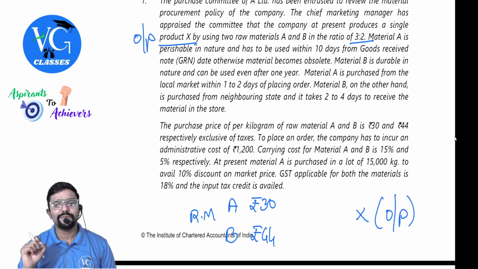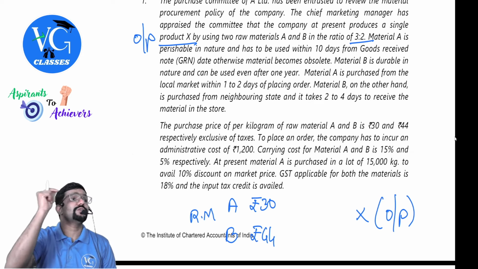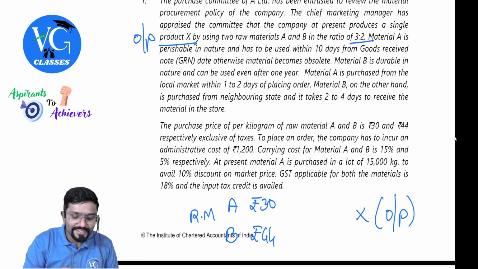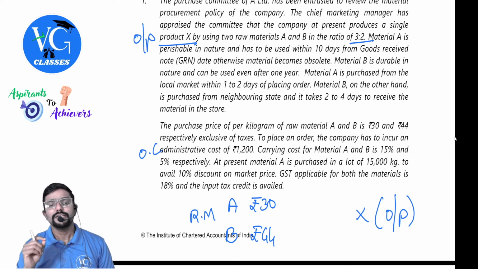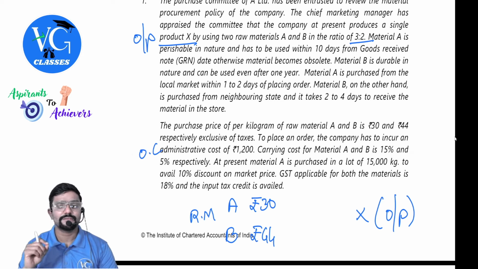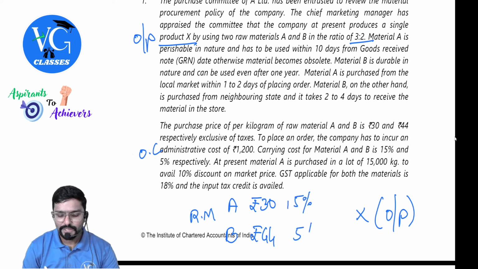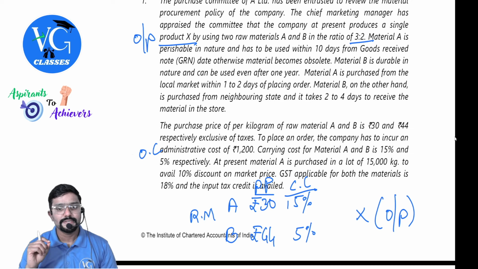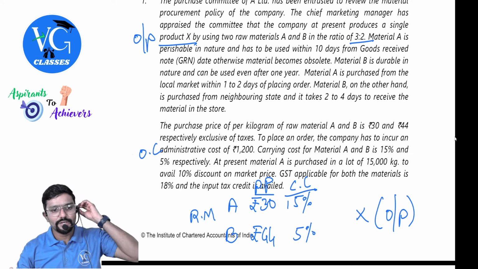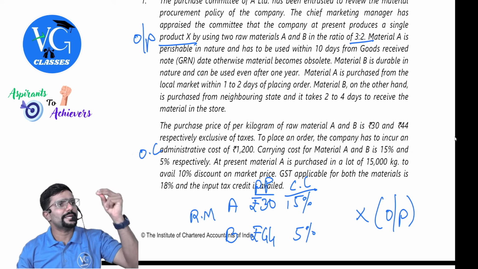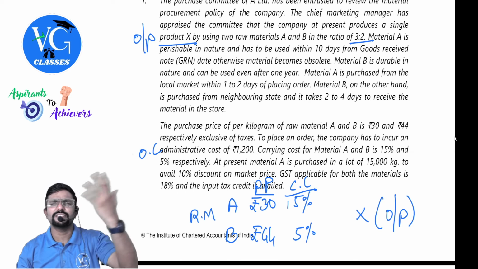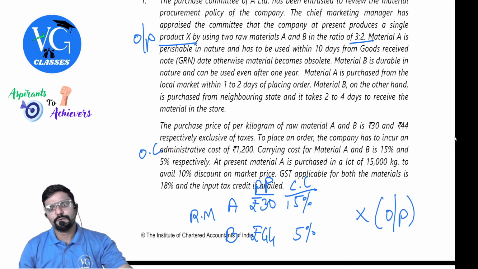To place an order, the company has to incur an administrative cost of 1200. That is the ordering cost. Carrying cost for material A and B is 15% and 5% respectively. At present, material A is purchased in a lot of 15,000 kgs to avail a 10% discount on market price. Means if they order 15,000 kgs, the supplier is giving 10% discount itself.